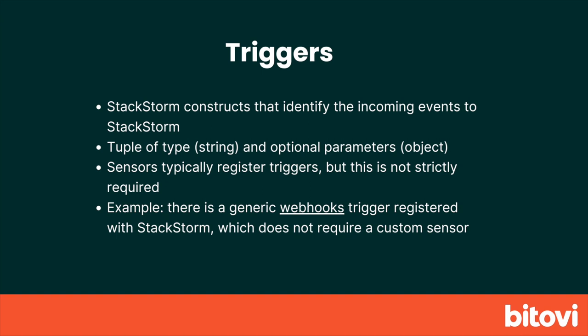Triggers are a tuple of type string and optional parameter object. So basically they are the thing that is triggered by the sensor. This is what is a part of the sensor that calls off to the automation packs in the background. And so triggers are what rules are essentially coupling to. And the rules and the workflows that we've talked about previously, those are the actions that StackStorm is taking. And so when a sensor picks up data, there is a trigger point to that sensor. The sensor creates an event, and then the automation in the background acts on that trigger.